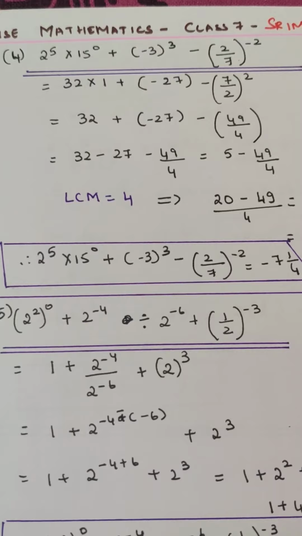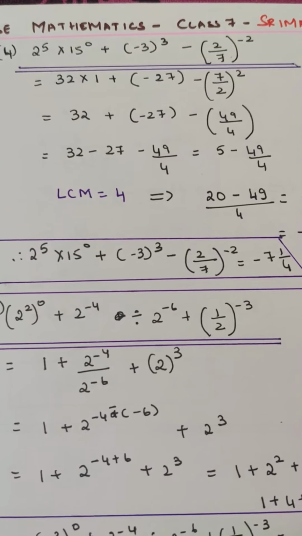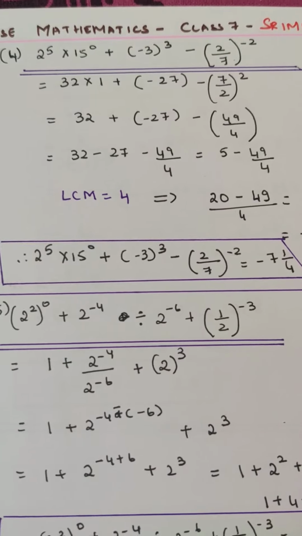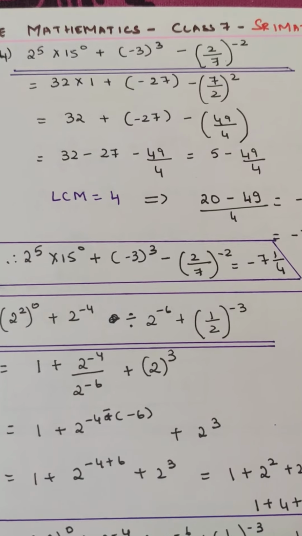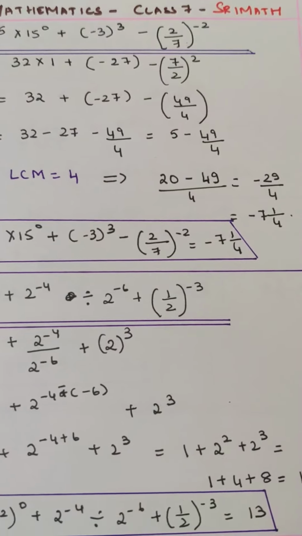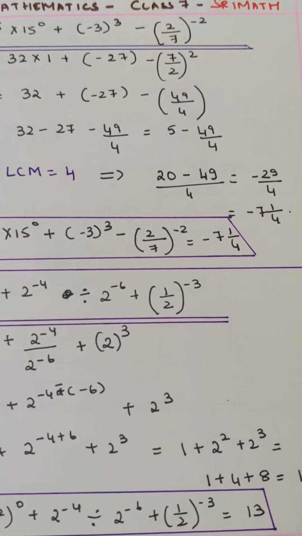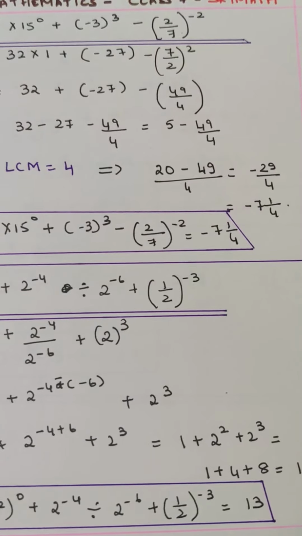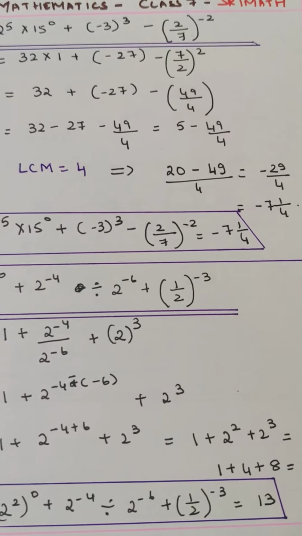So 32 plus minus 27 minus 49 by 4. So you get 32 minus 27, that is 5, minus 49 by 4. So the LCM is 4. You get 20 minus 49 by 4, that is minus 29 by 4. So once you simplify it into mixed fraction, you get minus 7 1 by 4. Pretty simple.